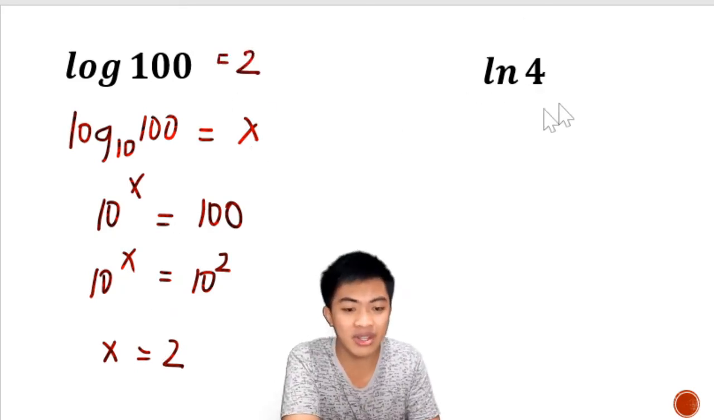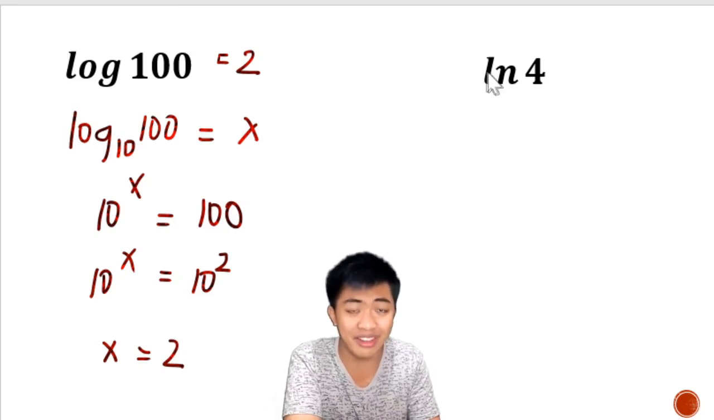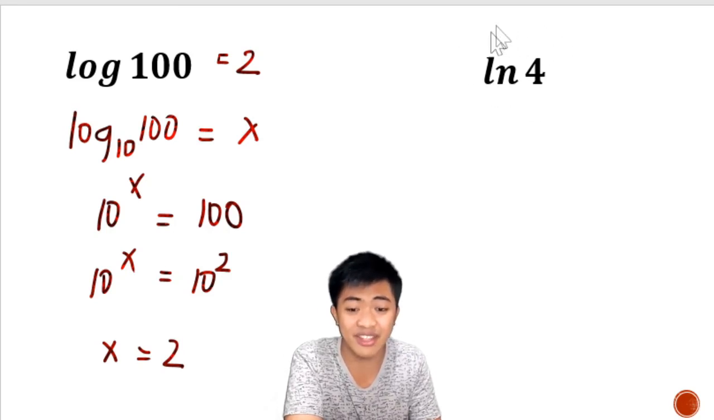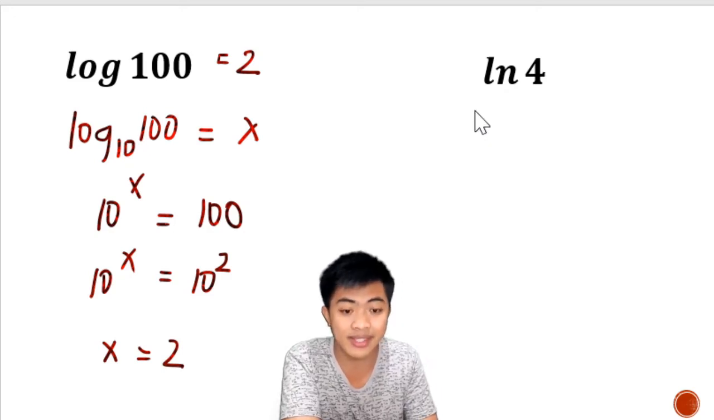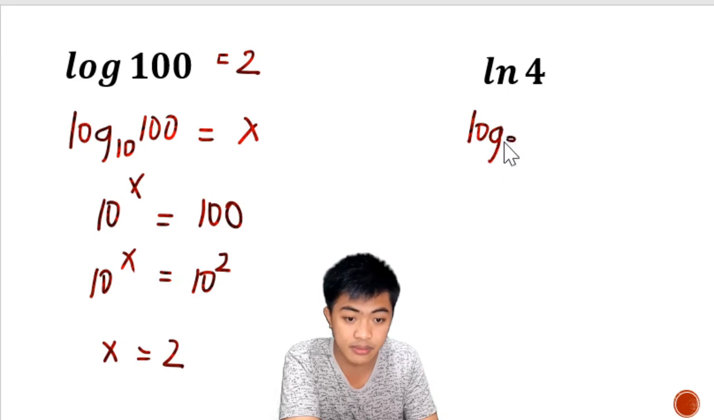Now we have here a weirder logarithm. It's not even log, but this is ln. We call this the natural logarithm. Well, natural logarithms are logarithms with a base e. We can rewrite this like that.